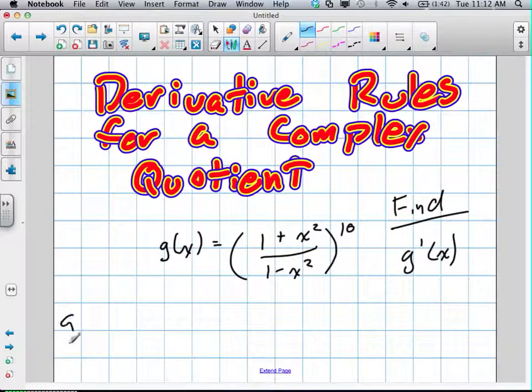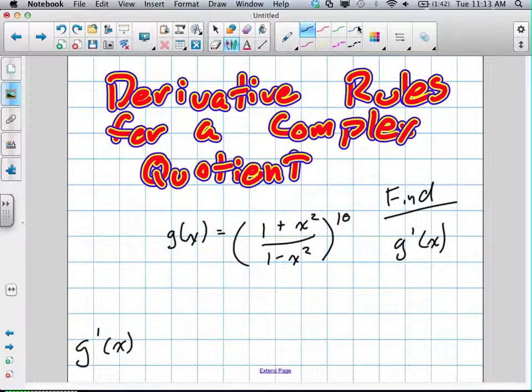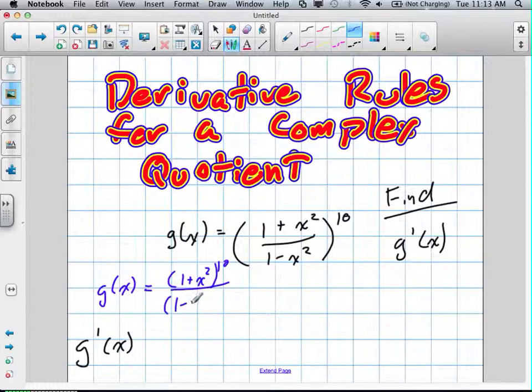So, they want us to find g prime x. Derive this function. Well, this function here can also be written as, and we'll move this down a little just so you guys can see this idea. This function g at x can also be written as 1 plus x squared to the power of 10 divided by 1 minus x squared to the power of 10.